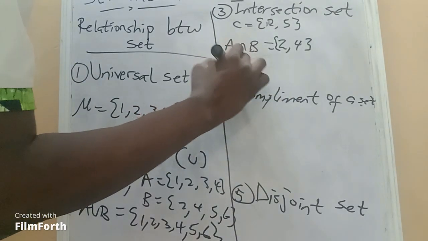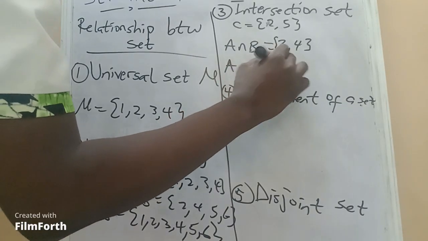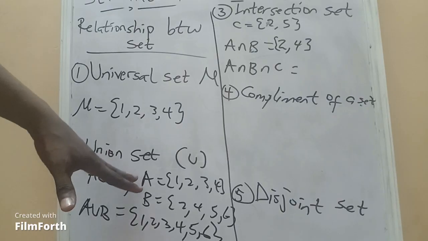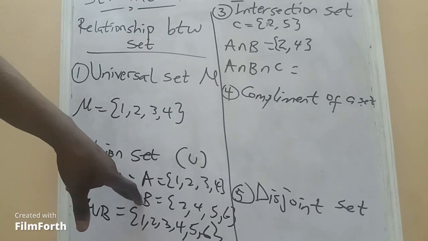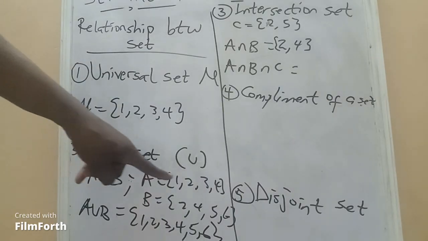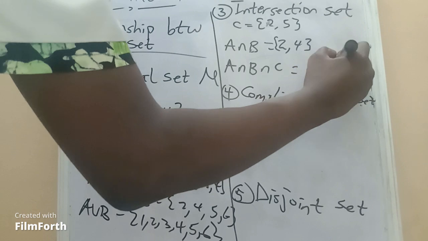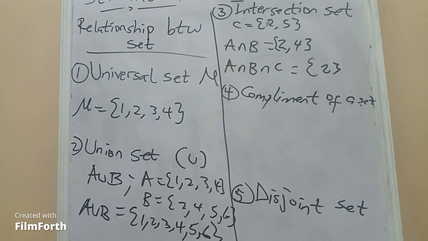Now let's take another example: A intersection B intersection C. It means when you compare 3 sets together, what is common in A, B, and C? If you look through, you will see that 2 is common all through the sets. So 2 is the answer for A intersection B intersection C. And we call this type of answer a singleton set because it has only one element. Moving on to the next one, complement of a set.